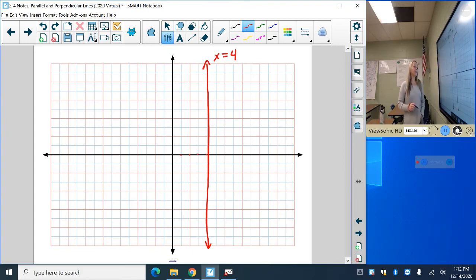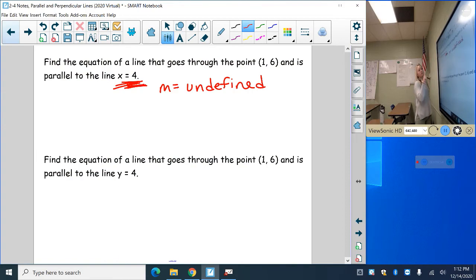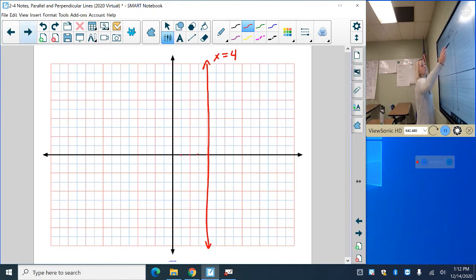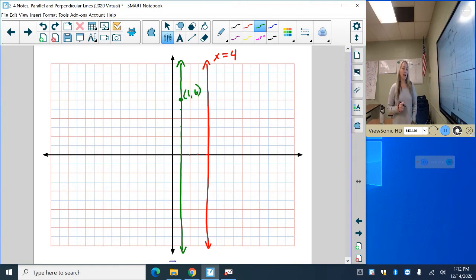So I need a line that's parallel to that line, but goes through the point 1, 6. Well, where is 1, 6? Go over 1, 1, 2, 3, 4, 5, 6. So if it has to be parallel to that line, they both have to have undefined slope. So I have another vertical line that goes through the point 1, 6. What is the equation of that line? Well, if it has undefined slope and it goes through the point 1, 6, the equation is x equals 1.